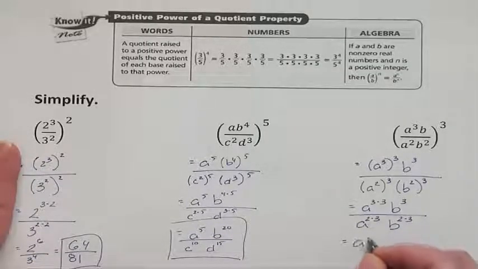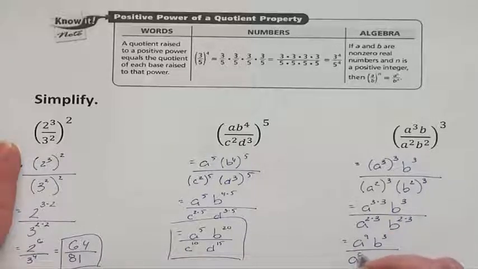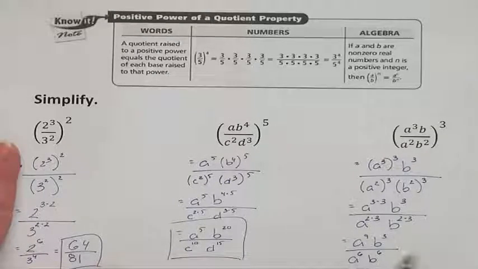So I end up having A to the 9, B to the 3, all over A to the 6, B to the 6. Now I see same bases on the top and the bottom, which means I need to finish simplifying this.